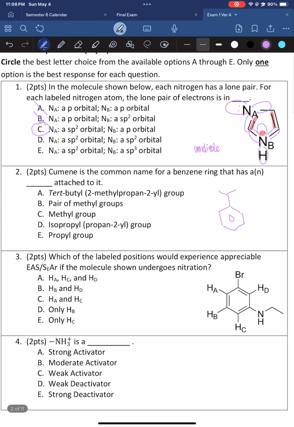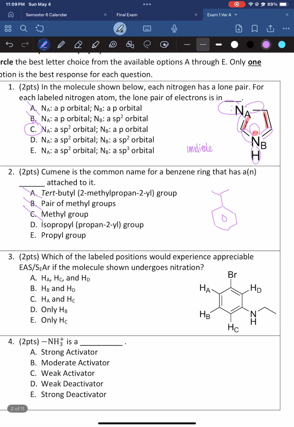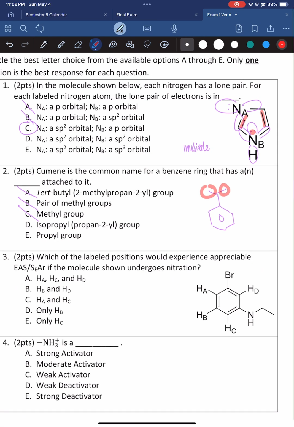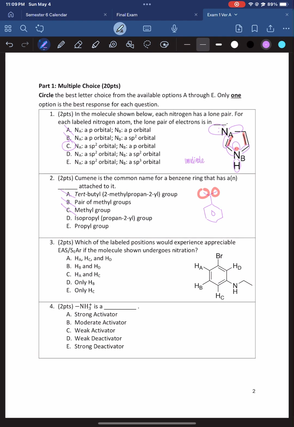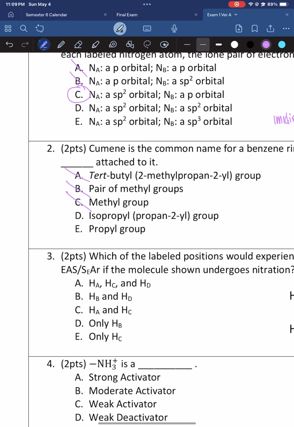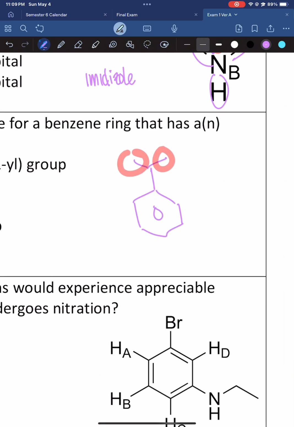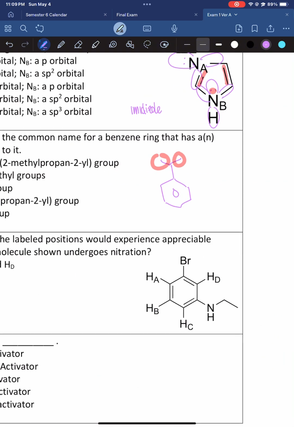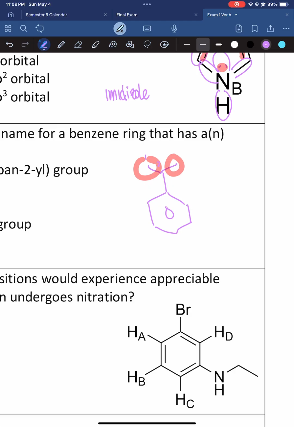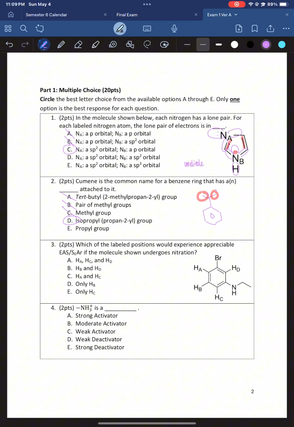We can immediately eliminate methyl. That does not make any sense. We could immediately eliminate a pair of methyls because there's only one group sticking out of that benzene. This is not going to be a tert-butyl group because it has only 2 carbons coming off of this carbon right here. So now we're left with an isopropyl and a propyl group. In this case, it's going to be an isopropyl group because it attaches at the midpoint between these 3 carbons, making it an isopropyl. Cool. So now let's go into question number 3.